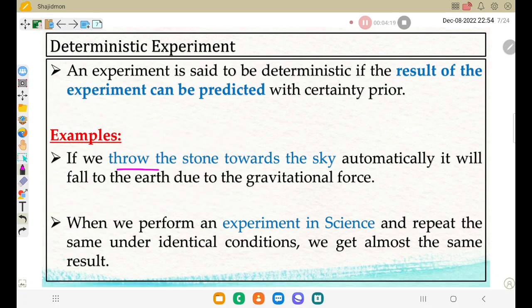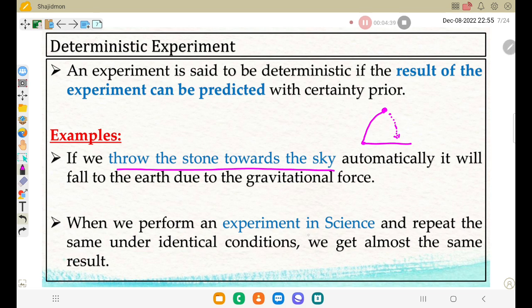If you are throwing a stone towards the sky, correct? If you throw a stone from here to the sky, automatically it will come down, correct? It will fall to the earth due to the gravitational force. So we can predict what happens. So this is a deterministic experiment, correct?